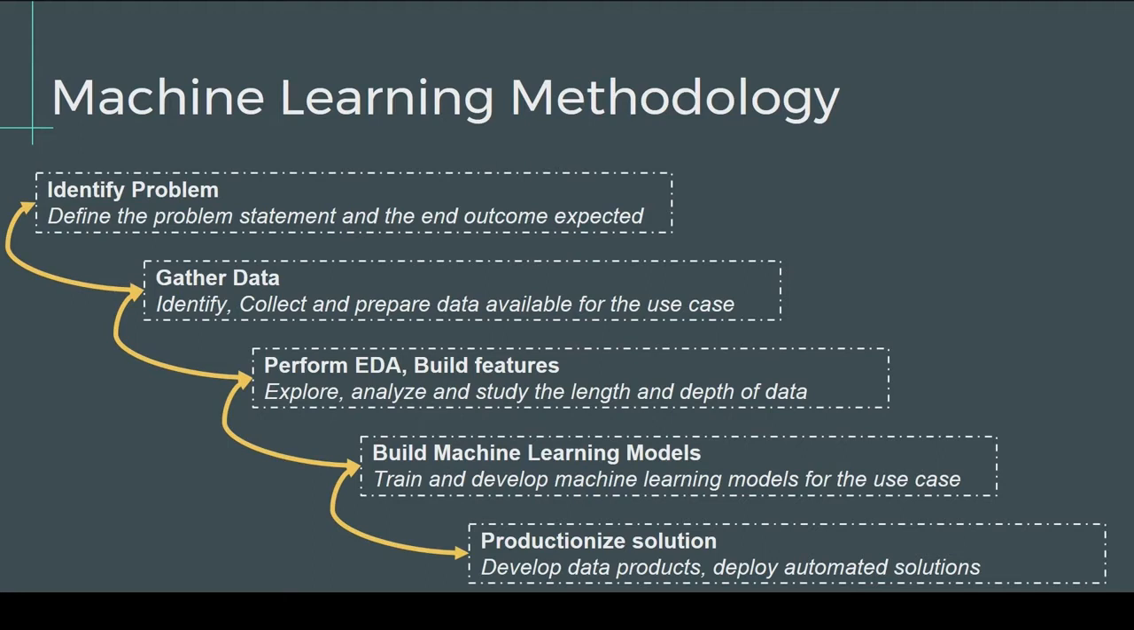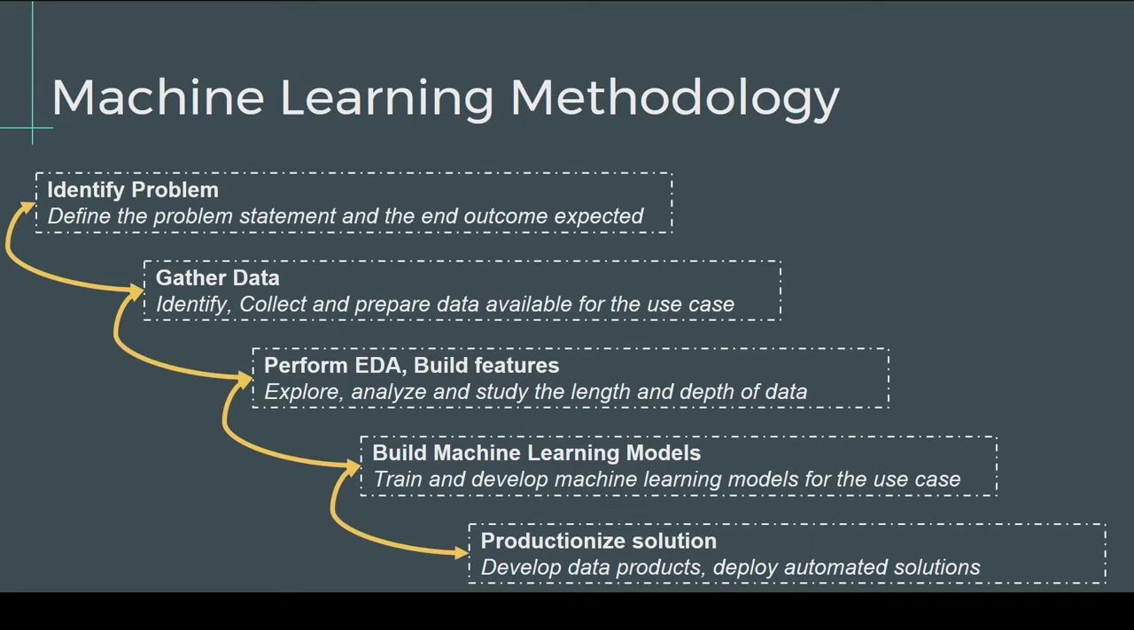So at a high level, let's have a quick recap. We have a larger problem, and in that larger problem, we are solving a specific problem. That's when we have the machine learning methodology in process. So you identify a problem, you gather data required for solving the problem. Then you perform EDA or exploratory data analysis, build features, and naturally understand the data better. And then you build machine learning models, then finally productionize the solution.